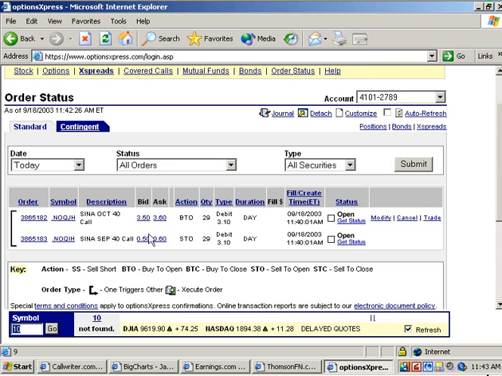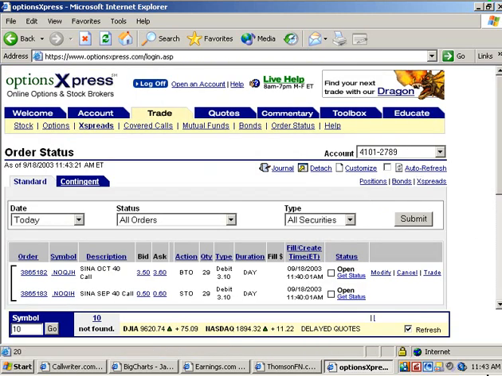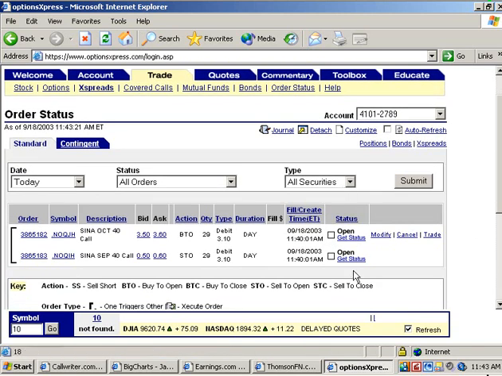And every time we refresh, we're going to keep an eye on the prices. And the asking price is still $3.60. And the bid price is still 50 cents, so our limit debit of $3.10 is still good. So let's refresh again. And every time we refresh, we're definitely going to keep our eyes on the status column, okay? And basically, that's what we're going to do.